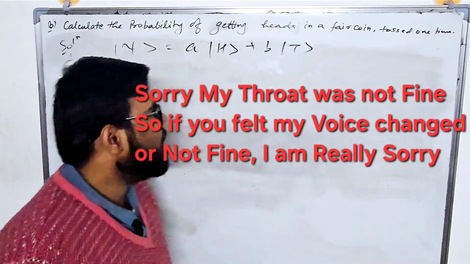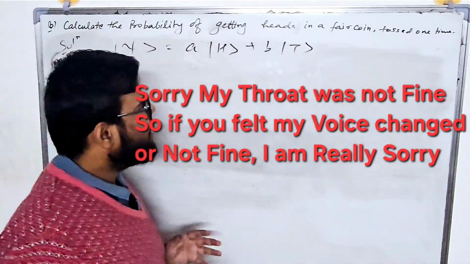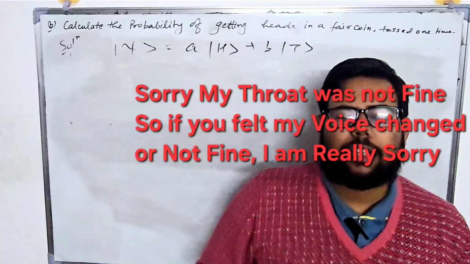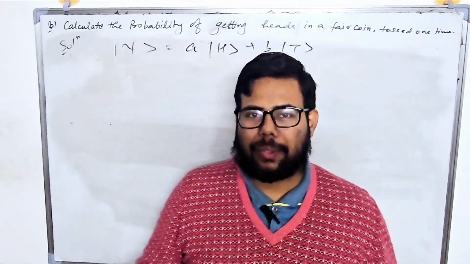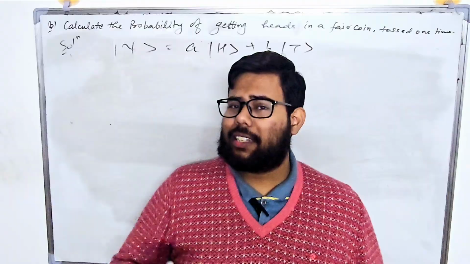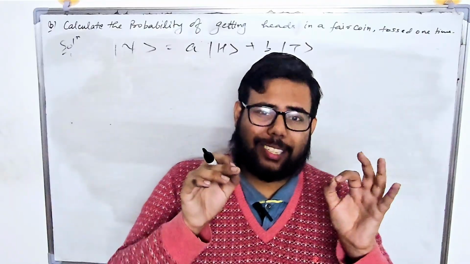So let's evaluate this question. It states: calculate the probability of getting heads in a fair coin tossed one time. Well, you all must have studied in probability that this probability will be equal to 1 by 2, but we'll be using quantum mechanics in this video to solve this question.